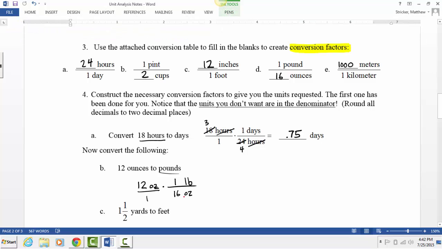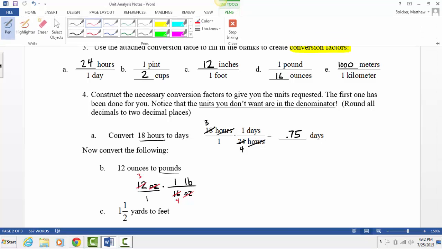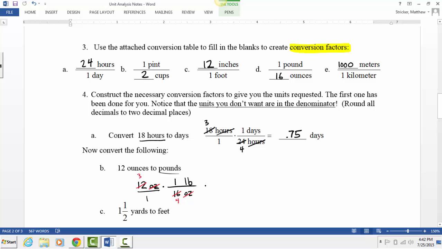Some things cancel here. The ounces cancel. Also 4 goes into 12 3 times, and 4 goes into 16 4 times. Again, we have 3 over 4, which is 3 pounds over 4, or 0.75 pounds.